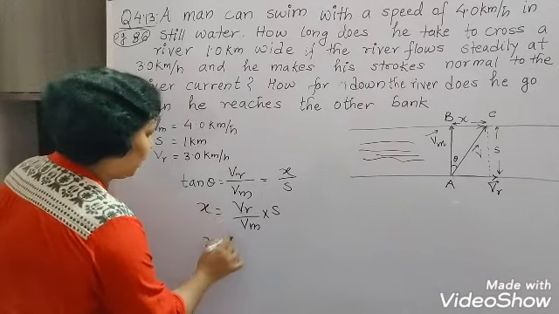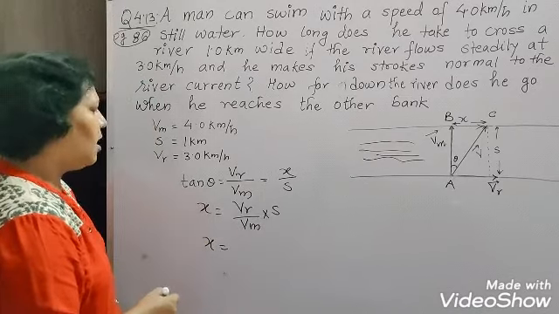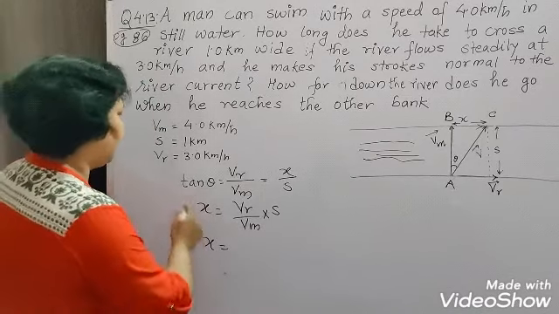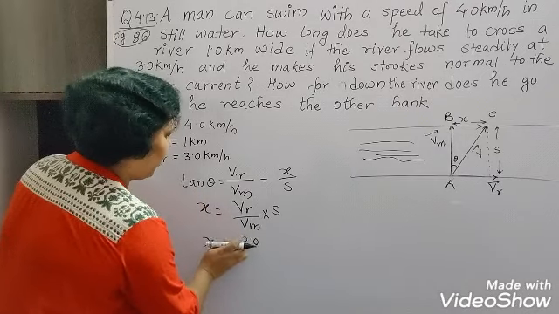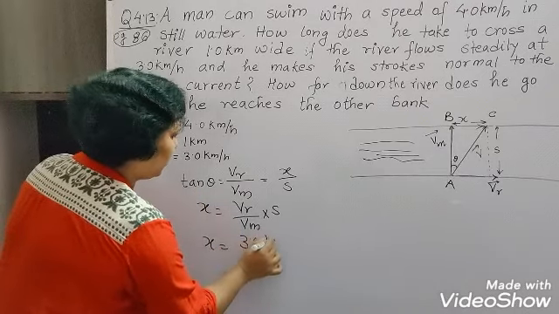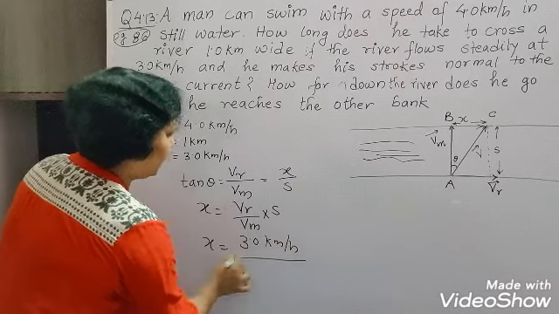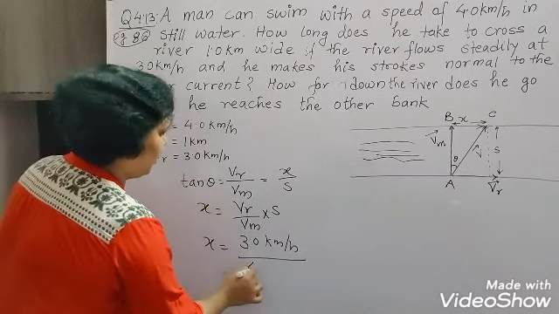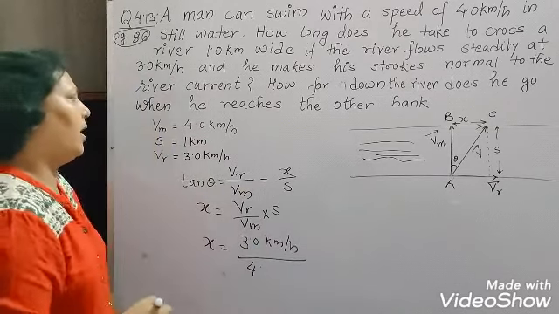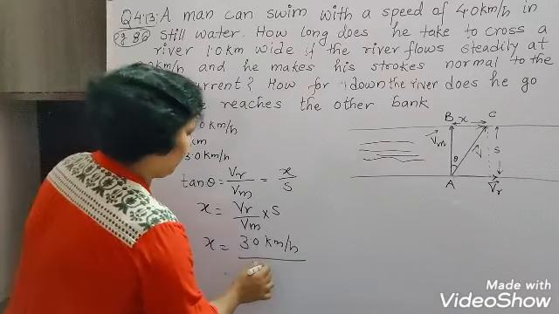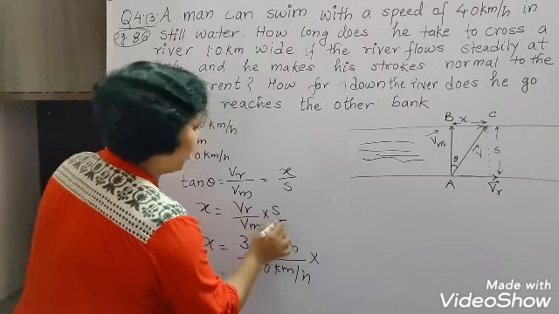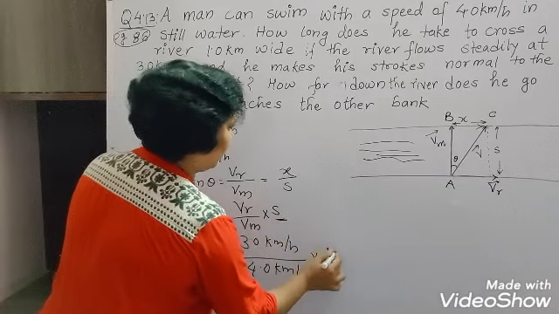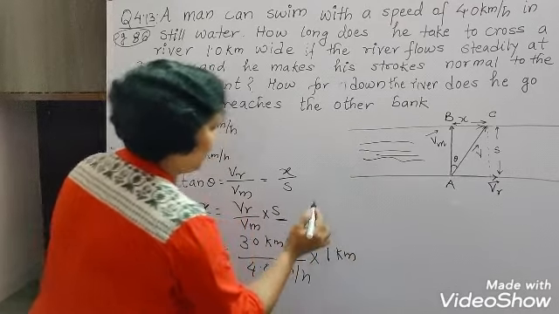When we put in the values, VR, the speed of the river, is equal to 3.0 kilometer per hour, and this is given here. The speed of the man is given as 4.0 kilometer per hour. This is multiplied by the distance, which is given in kilometers, that is 1 kilometer.